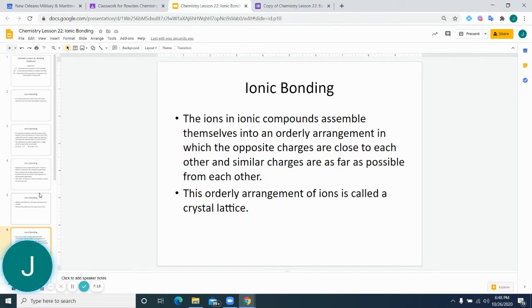Okay, so what will happen when you have ionic compounds, because you're going to have positive and negative sides, they don't just randomly pile up. The positive sides will want to get away from the positive sides, and then the negative sides get away from the negative sides. So what ends up happening, they end up in this perfect little row, and we call these little rows the crystal lattice.